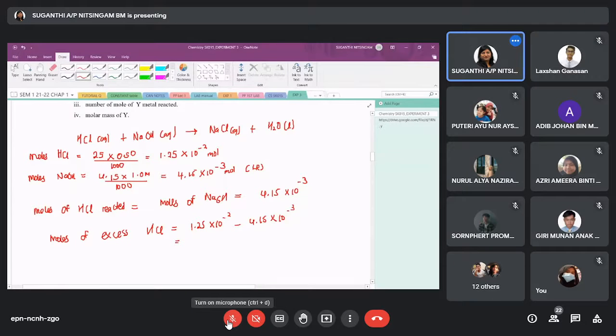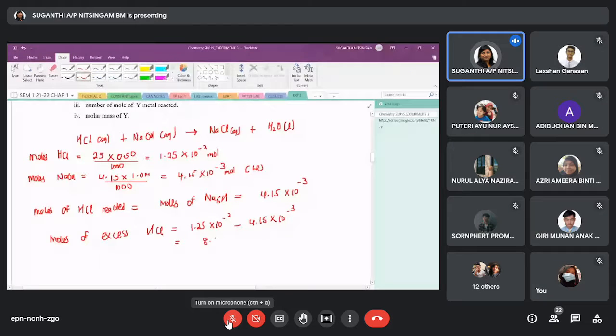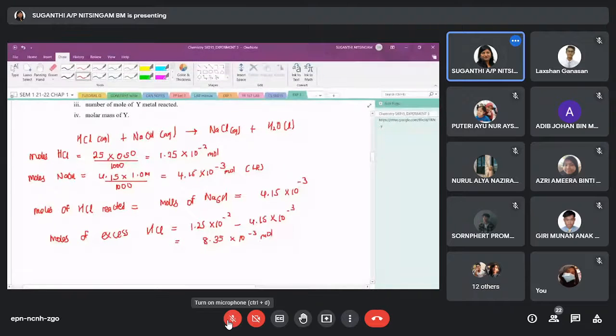Tolak dia. Dapat berapa? 0.0083. So 8.35 times 10 negative 3 mole. Betul ke? Okay, so this part of it you have got. This is the back titration lah. So kita hanya boleh dapatkan mole dia melalui NaOH.